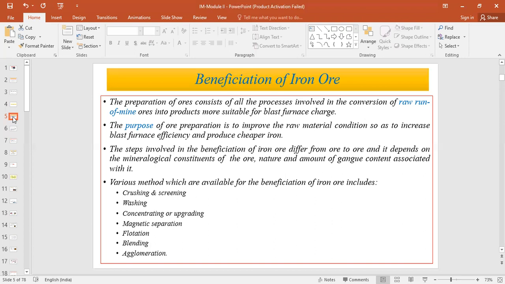At the same time, the fines cannot be discarded as they have a good amount of metallic value. So to utilize these fines, we give some shape to them so that they can be easily transported and also charged into the blast furnace as a feed material. This is nothing but the agglomeration process. The ores we bring from the mines are called run-of-mine. The comminution of these ores can be done either at the mine site or at the plant site, depending upon the availability of resources.